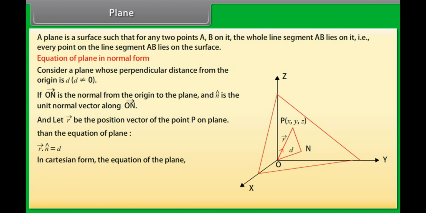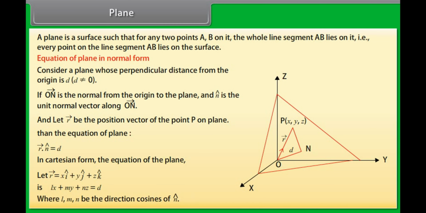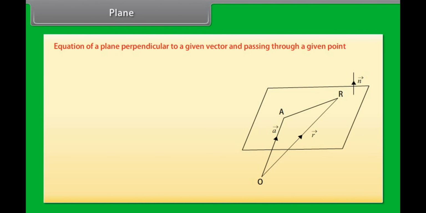In Cartesian form, the equation of the plane, let vector r equals x î plus y ĵ plus z k̂, is lx plus my plus nz equals d, where l, m, n are the direction cosines of n̂. Plane. Equation of a plane perpendicular to a given vector and passing through a given point.